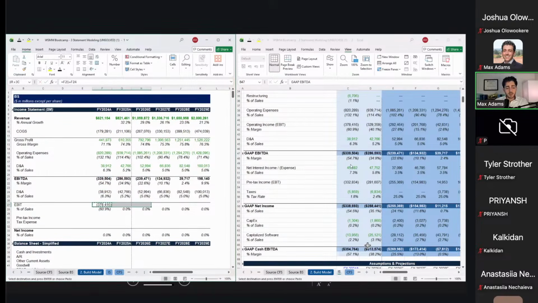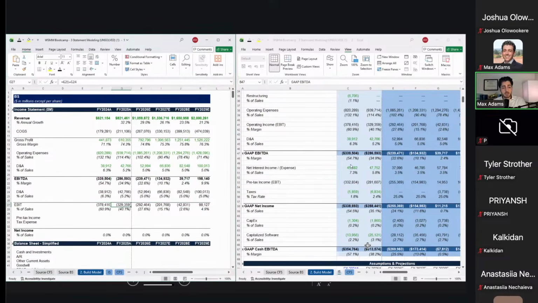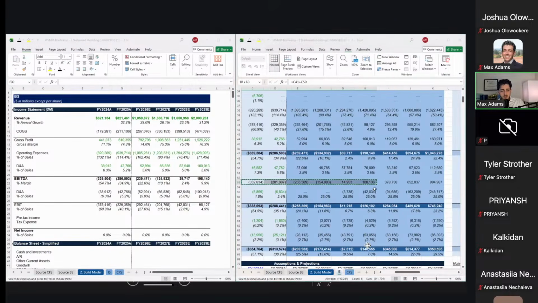And just as a reminder here, EBIT is going to be less than EBITDA because EBITDA doesn't include depreciation and amortization expense. It sort of adds it back, so it's not included in the expenses. And then we've got our pre-tax income, our tax expense. We'll link those up over here. And then we should be almost there with our income statement.